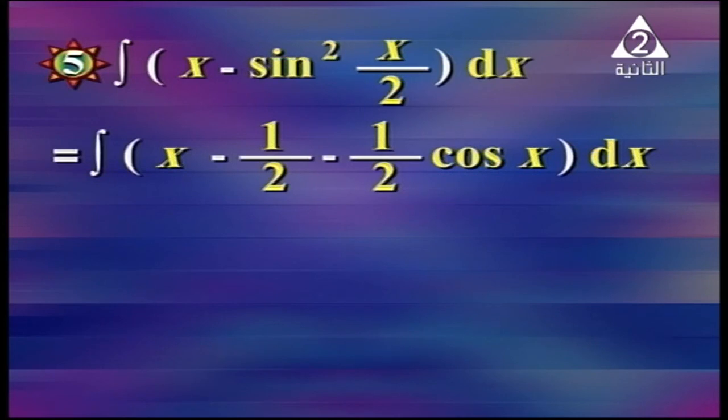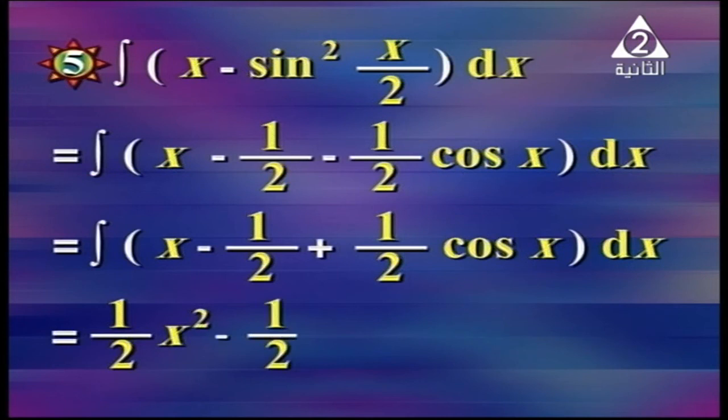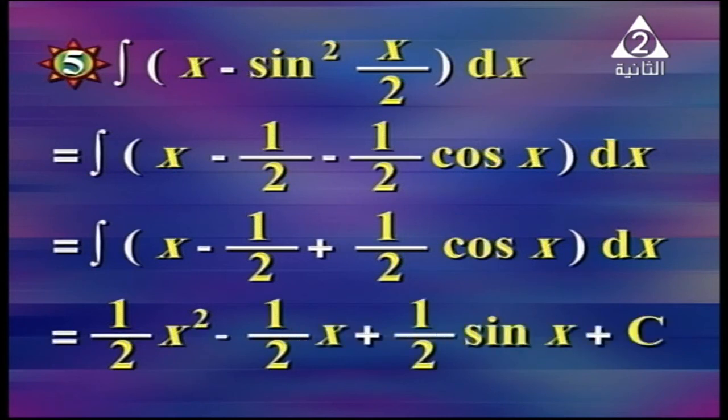What is the integration of x? The integration becomes 1 over 2x squared, negative 1 over 2x, plus what is the integration of cosine x? Sine x multiplied by 1 over 2. Then the integration becomes 1 over 2x squared minus 1 over 2x plus 1 over 2 sine x plus c.